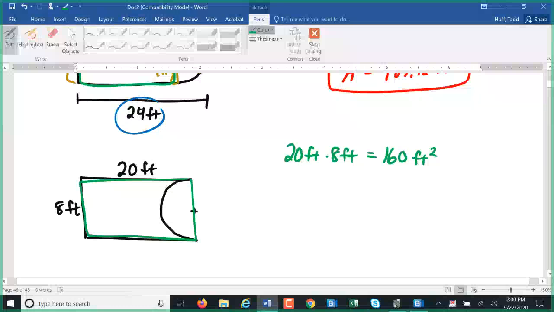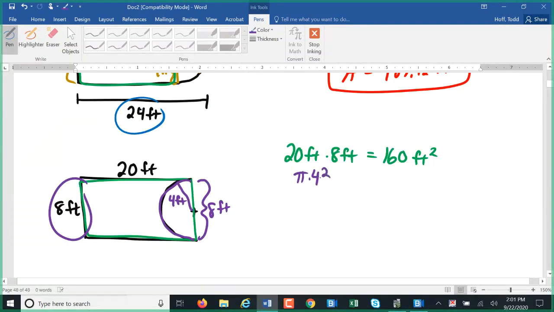And then we have this half circle that's missing. Well, because this is 8 feet, we know that this is also 8 feet, which means our radius is half of that, or 4 feet. So that's pi times 4 squared. That would be a full circle. We have half a circle. So pi times 4 squared divided by 2 is going to be 25.12 square feet.